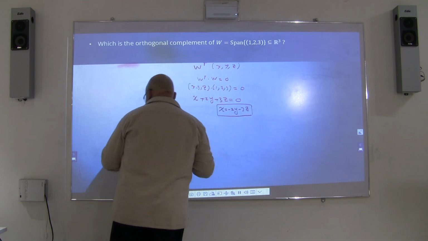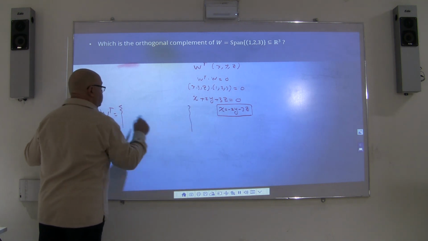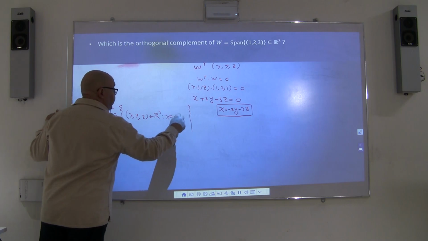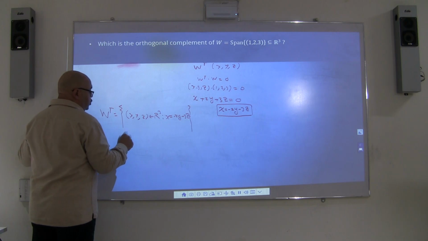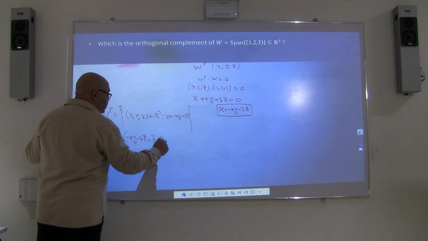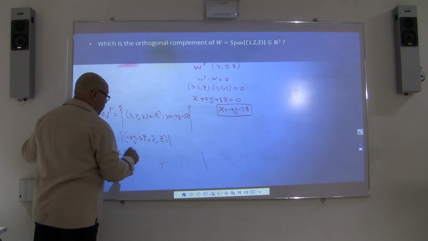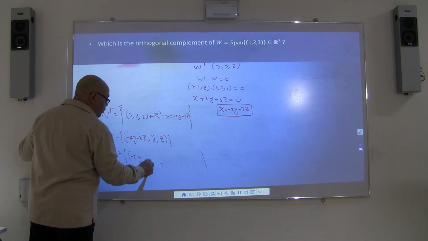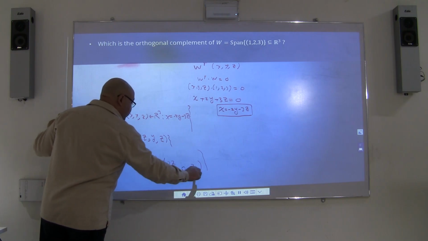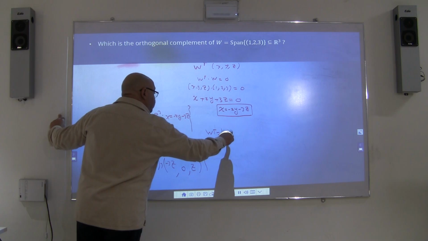Take this condition with you. Now I'm getting W orthogonal complement, which is the set of vectors X, Y, and Z belonging to R3 such that X is equal to negative 2Y minus 3Z. Let's substitute. So it's negative 2Y minus 3Z, Y, and Z, which can be easily separated into the given form. Am I right? Which is negative 2Y, Y, and 0, and you will have negative 3Z, 0, and Z, where Y and Z belong to R.